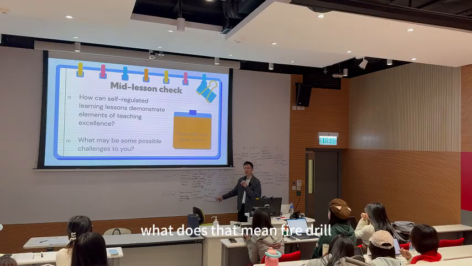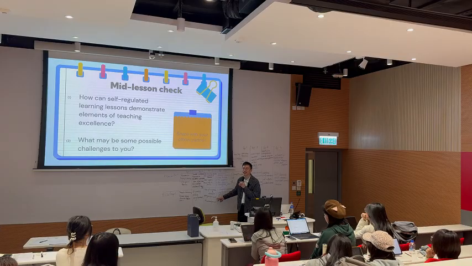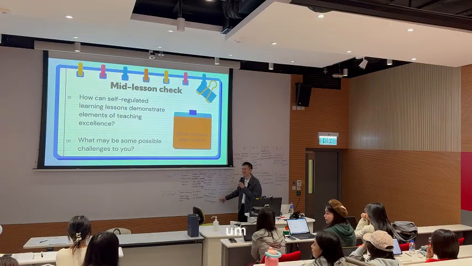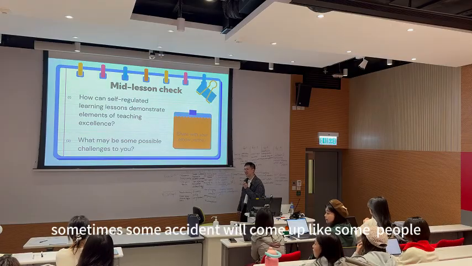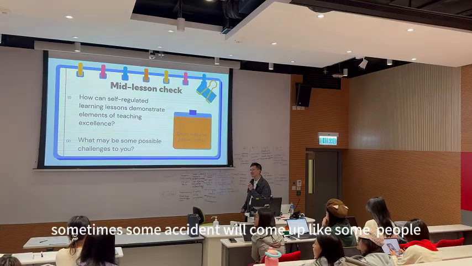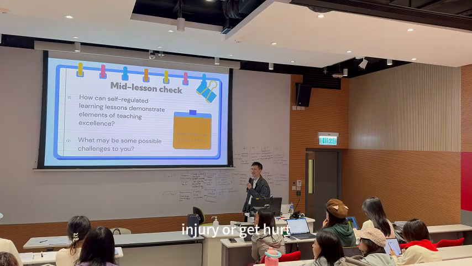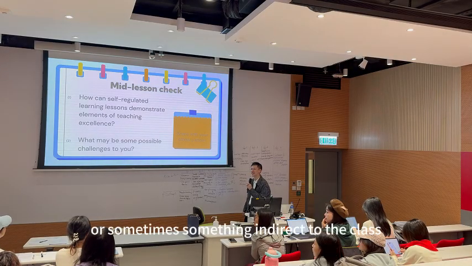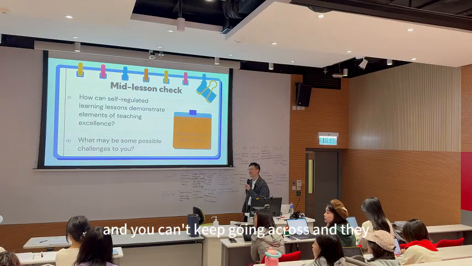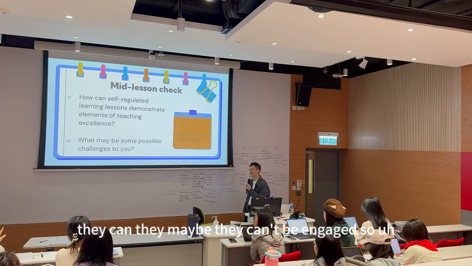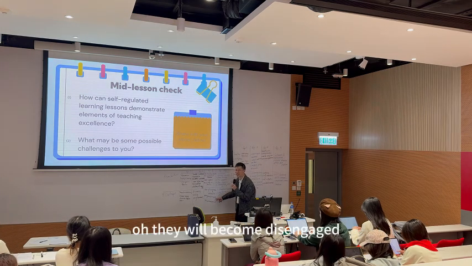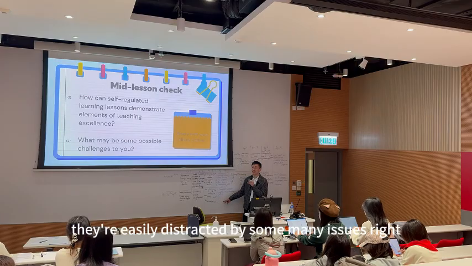Emergency events, what does that mean? Fire drill? Yeah. And sometimes some accident will come up, like some students got injured or they get hurt, or sometimes something interrupts the class, and you can't keep going in class, and they can't be engaged so well. Oh, they will become disengaged. They're easily distracted by many issues, right?